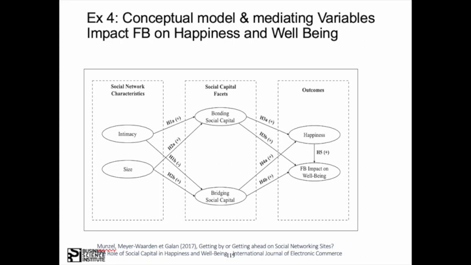Another example here, we have the social network characteristics, intimacy of the network and size of the network, which are the independent variables, which influence subsequently social capital, composed of bonding social capital and bridging social capital. Bonding social capital being the highly intimate contacts, and bridging social capital are loose contacts. And these mediating variables subsequently influence positively the dependent variables, happiness and Facebook impact on well-being.